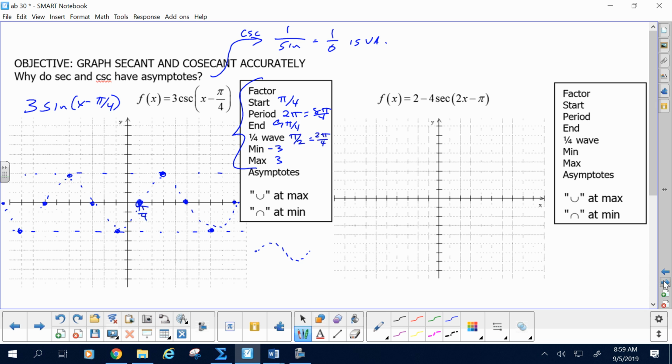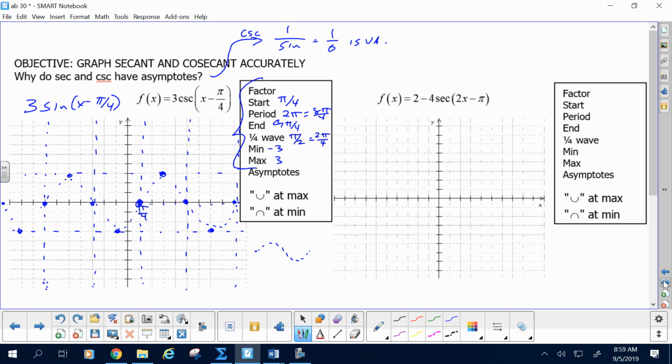Okay, so you have vertical asymptotes. Where do you have vertical asymptotes? Give me 4 of them. Pi over 4, 3 pi over 4, 5 pi over 4, 7 pi over 4, 9 pi over 4, -3 pi over 4, -7 pi over 4, and so on. It's a big dotted mess, yeah?